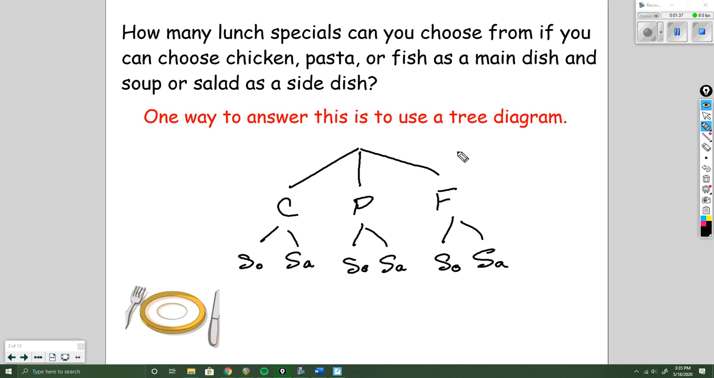So based on this, we can see that there's 6 different possibilities of what we could choose for our lunch specials. We could choose chicken and soup, chicken and salad, pasta and soup, pasta and salad, fish and soup, fish and salad. So that's 6 different possibilities. One way to get that 6 is there's 3 choices for our main dish, and then there's 2 choices for a side. And obviously 3 times 2 would give us those 6 different possibilities for what we could choose as our lunch special. So that's just an introduction into how we can figure out what the counting principle is.